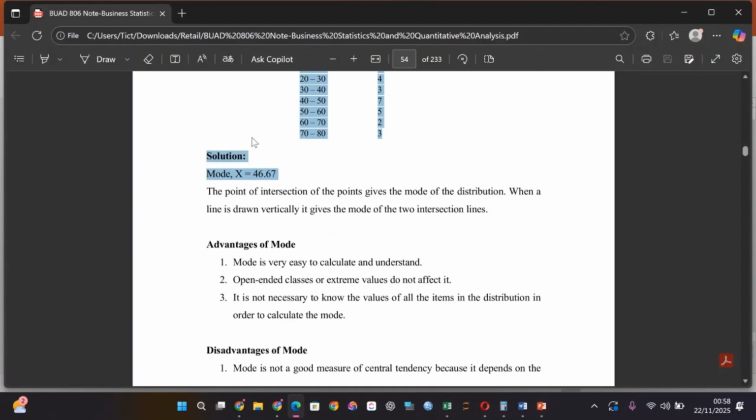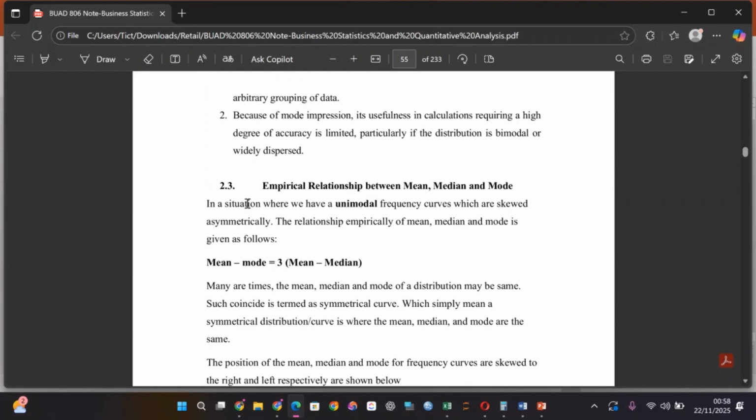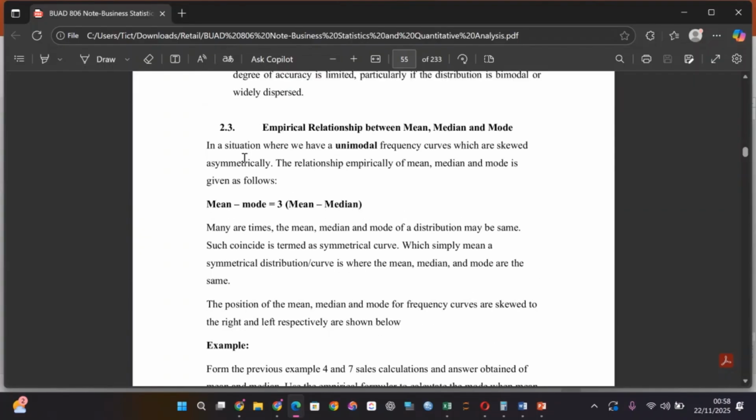Now, in a situation where we have a unimodal frequency curve which is skewed asymmetrically, the empirical relationship of the mean, the mode, and the median is given as follows. This is like a formula, right? So you have your mean and your mode, and mean minus mode equals 3 open bracket mean minus median.